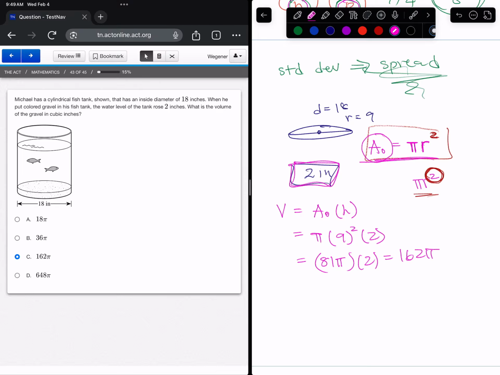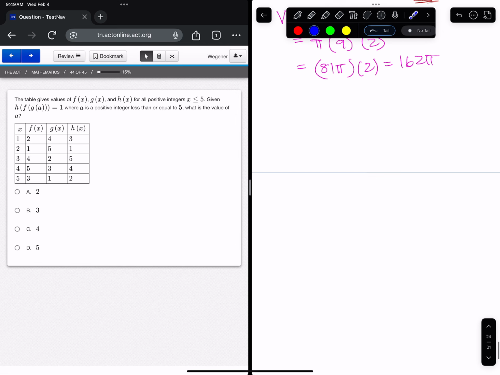So please, again, try to memorize that the area of a circle is pi r squared, okay? It is a formula you need to know. It's one of those that aren't listed, but you just need to know, okay? And then the circumference is just 2 pi r. All right, we're almost there.